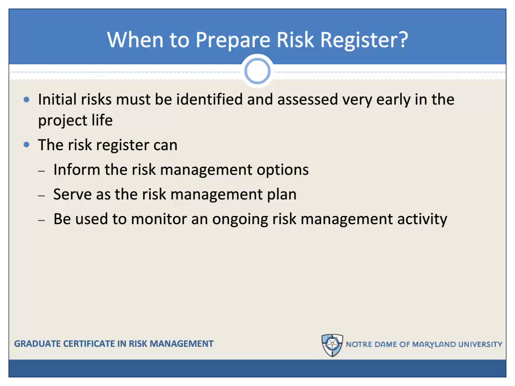So keep in mind the different uses for a risk register. The risk register can be used to inform risk management options. That would be to prepare it early in the process and to use it as a tool to help risk managers formulate plans that would achieve objectives and avoid constraints. The risk register could serve as the risk management plan in its entirety. It may well be the plan, or the risk register can be used to monitor an ongoing risk management activity. And that's the sense in which we primarily present it in this video.